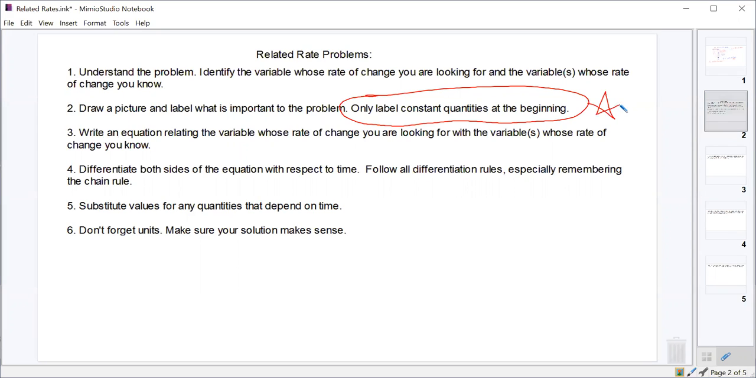But this, very important. Don't label things that are changing at the beginning.